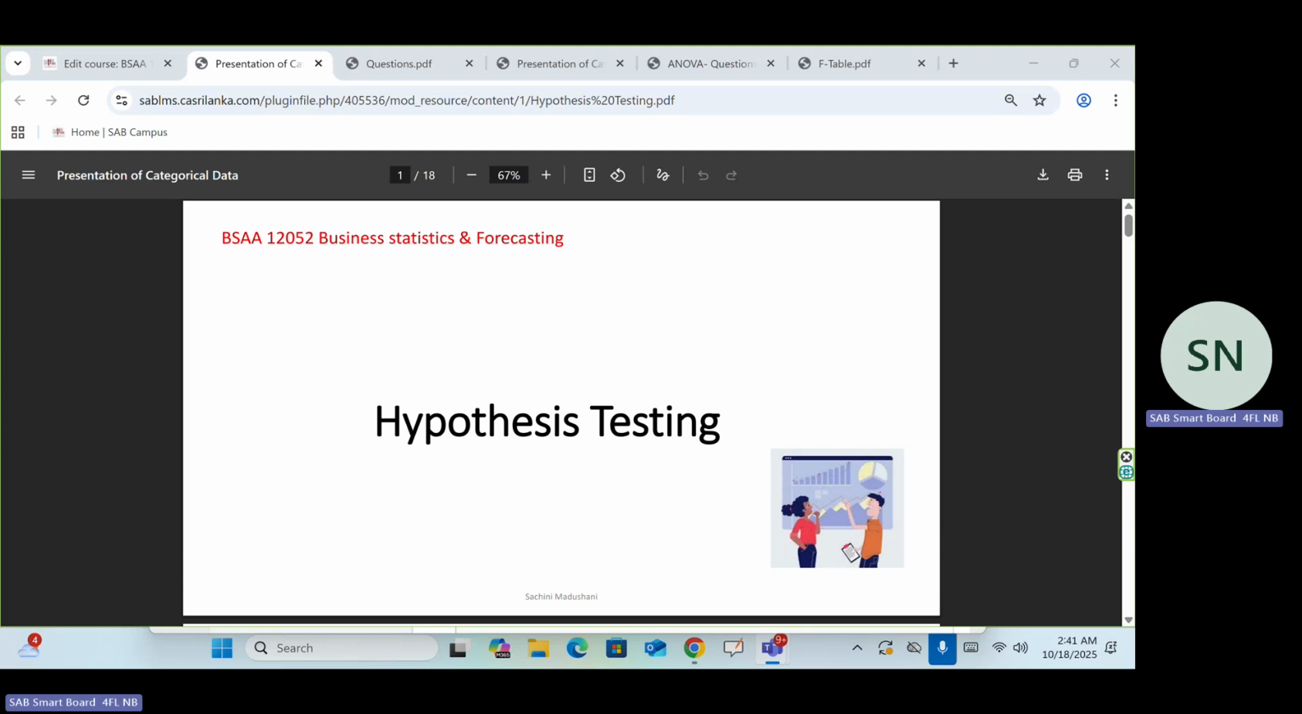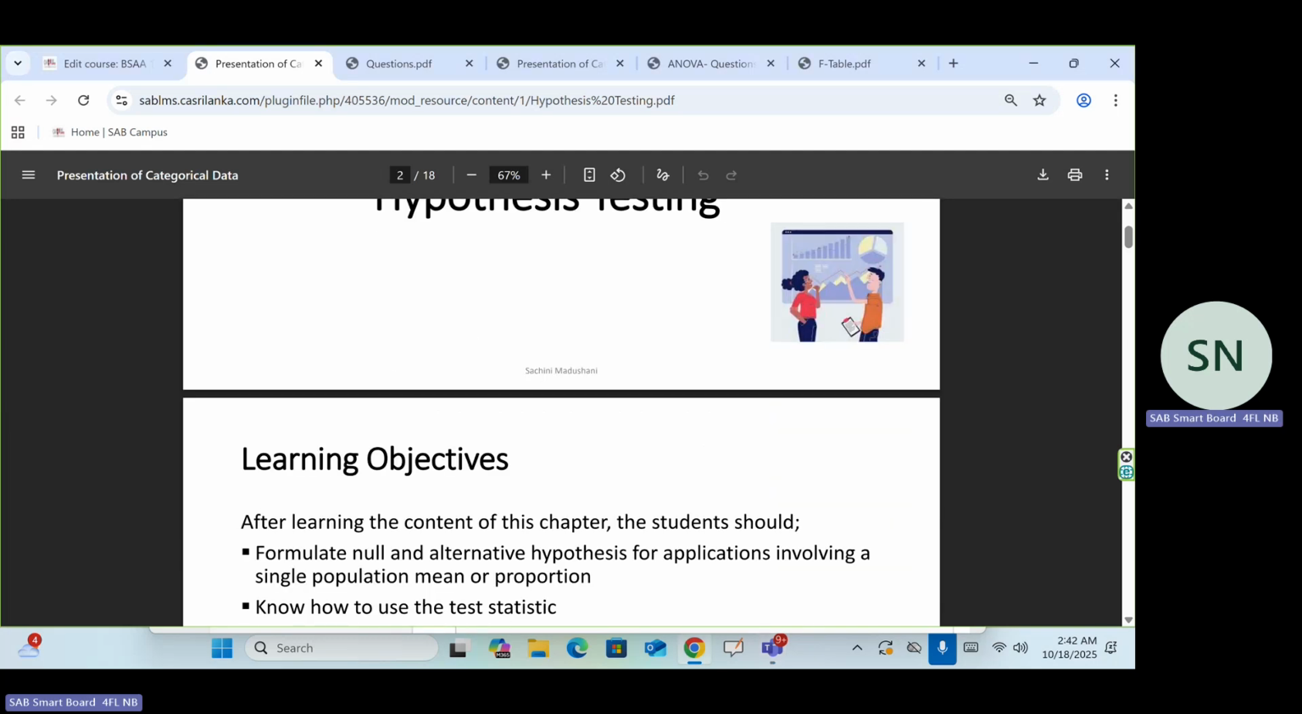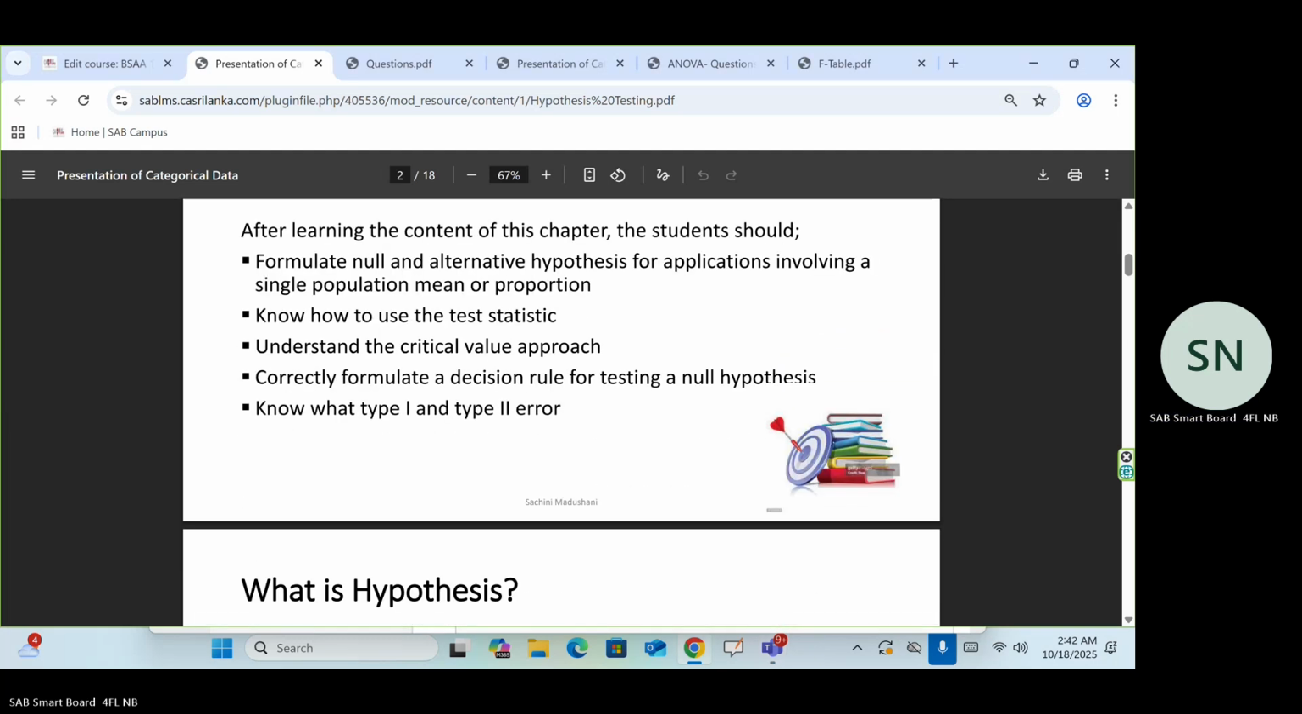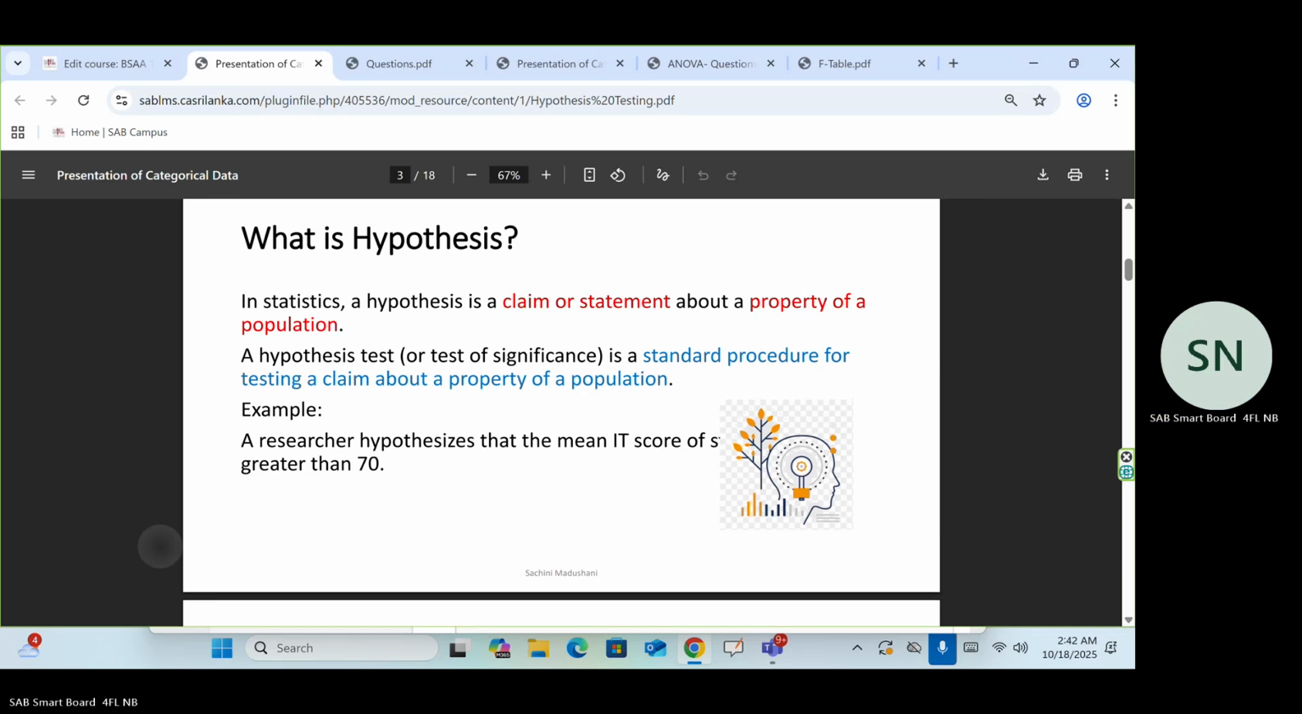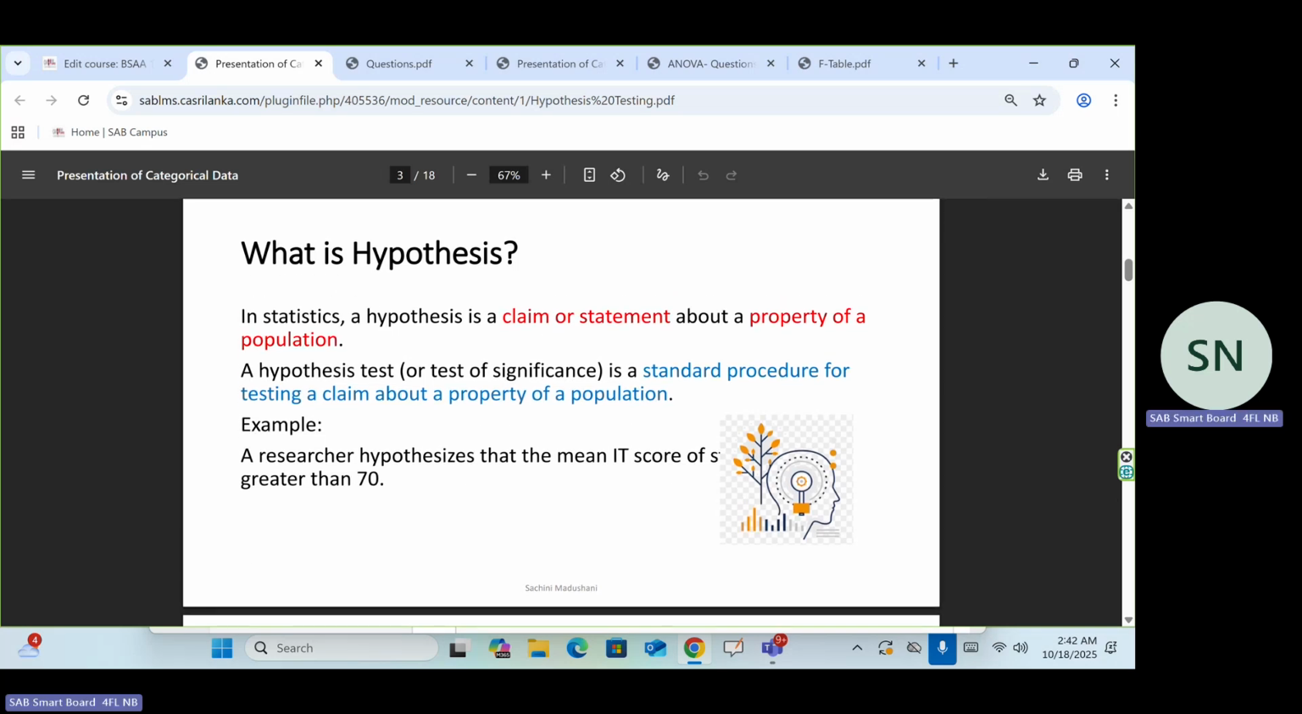Then the last two lessons were from inferential statistics. The first part is hypothesis testing. Today we are going to discuss hypothesis testing and ANOVA. First we move into what the hypothesis is. Before doing the testing part, first we need to identify what the hypothesis is.